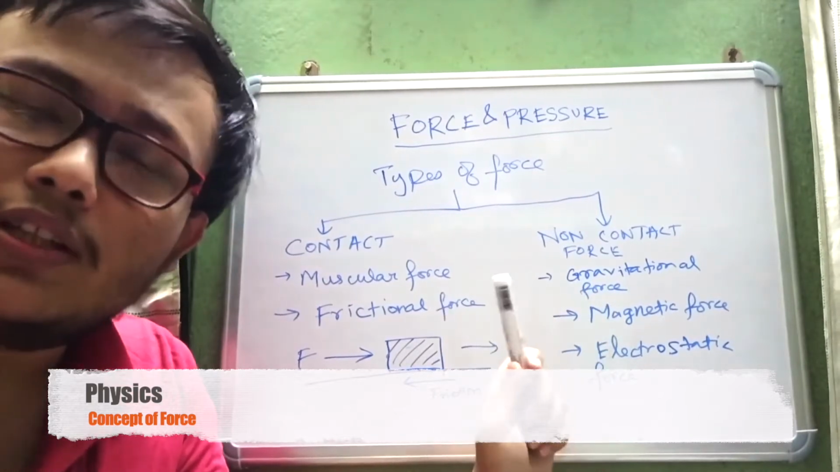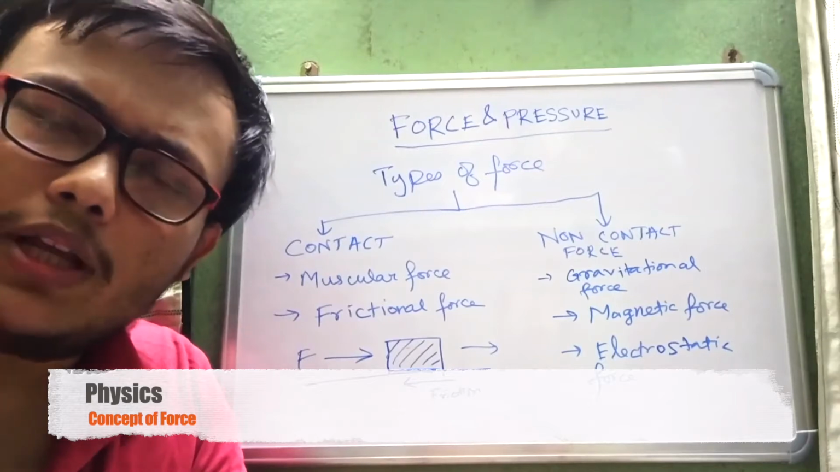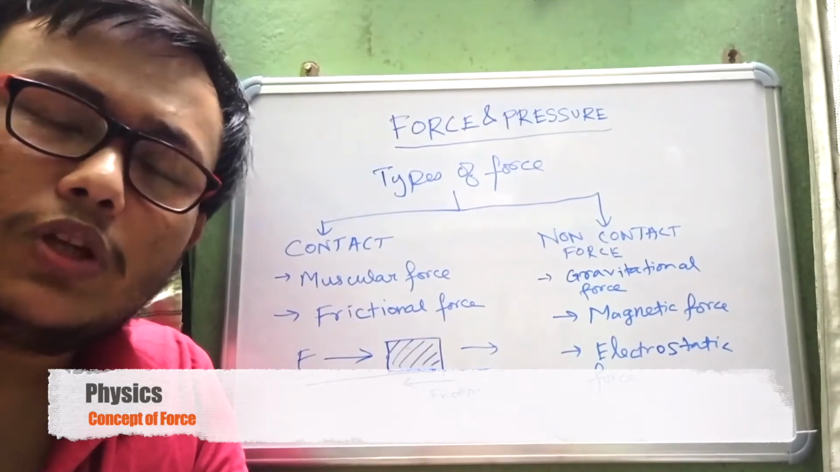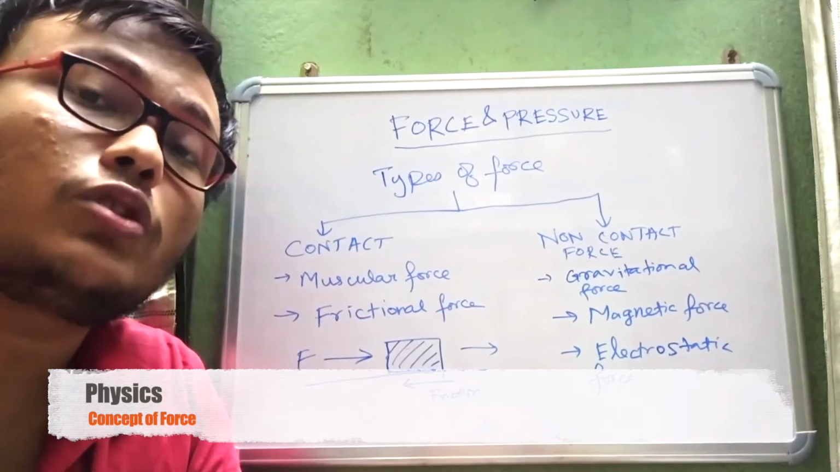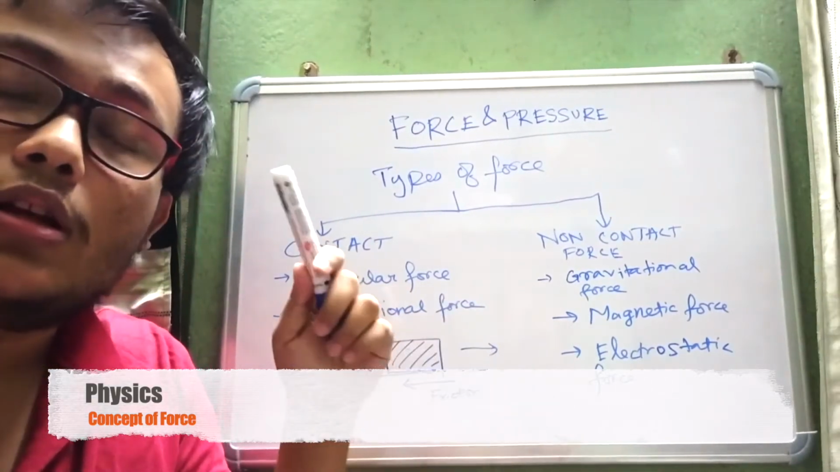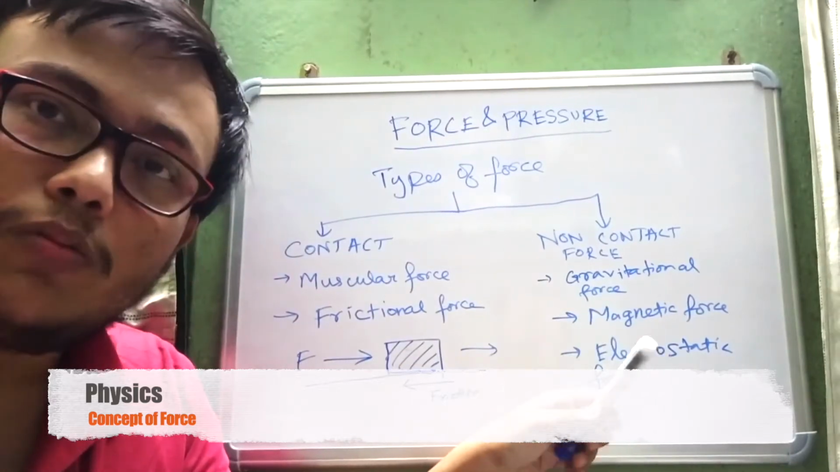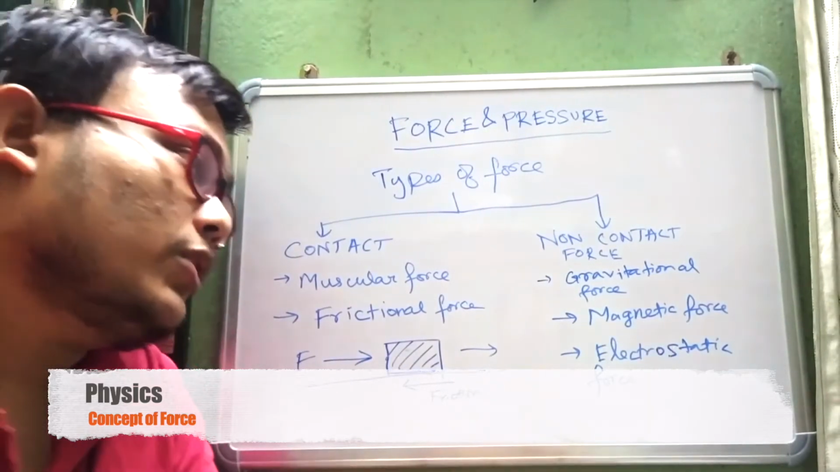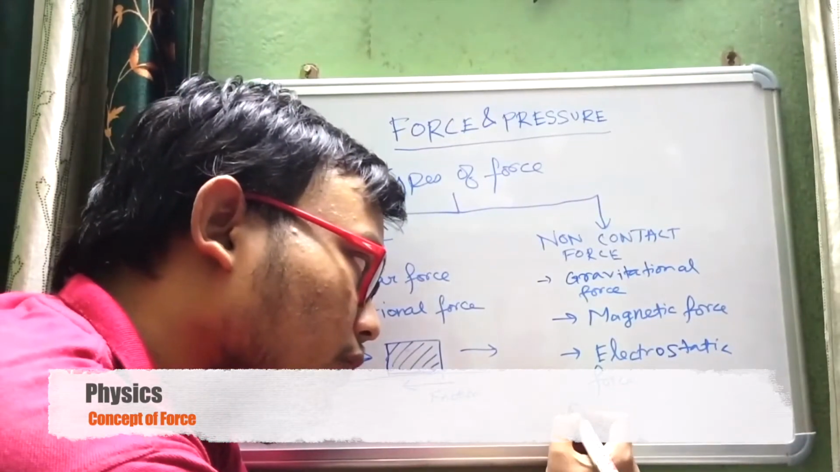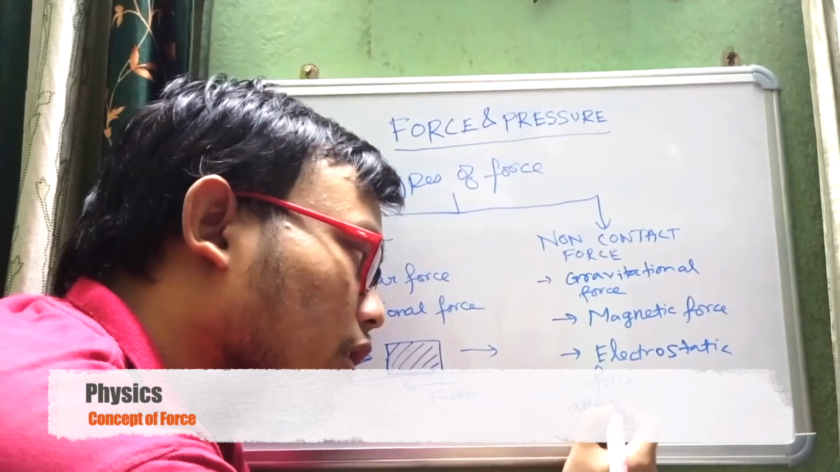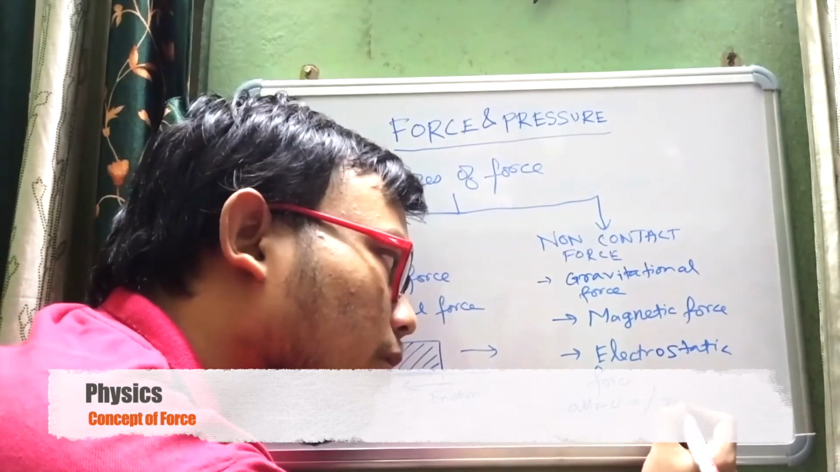Now the third one is electrostatic force. We have often seen that when we comb our hair and place the comb near pieces of paper, it attracts the pieces of paper towards itself. It is due to the charges which get created on the comb, and it attracts the paper. This is a non-contact force and it can either be attractive or repulsive. The other two were always attractive, but this can be either attractive or repulsive.